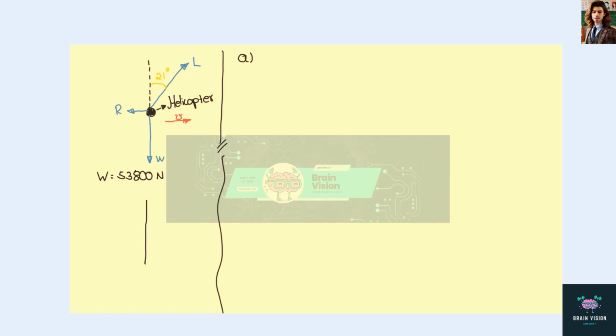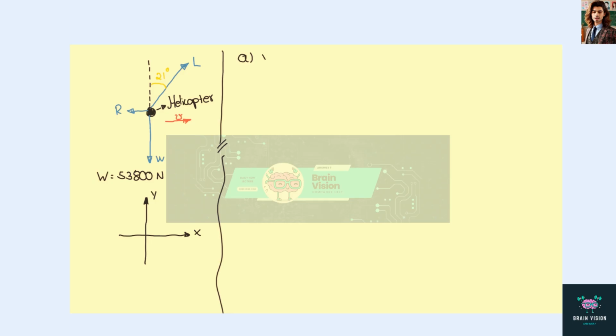So, I will choose that everything that is pointing upwards on the y direction is positive and everything that is pointing to the right on the x direction is positive too. Then, for the first item, we have to apply Newton's second law on the vertical axis.